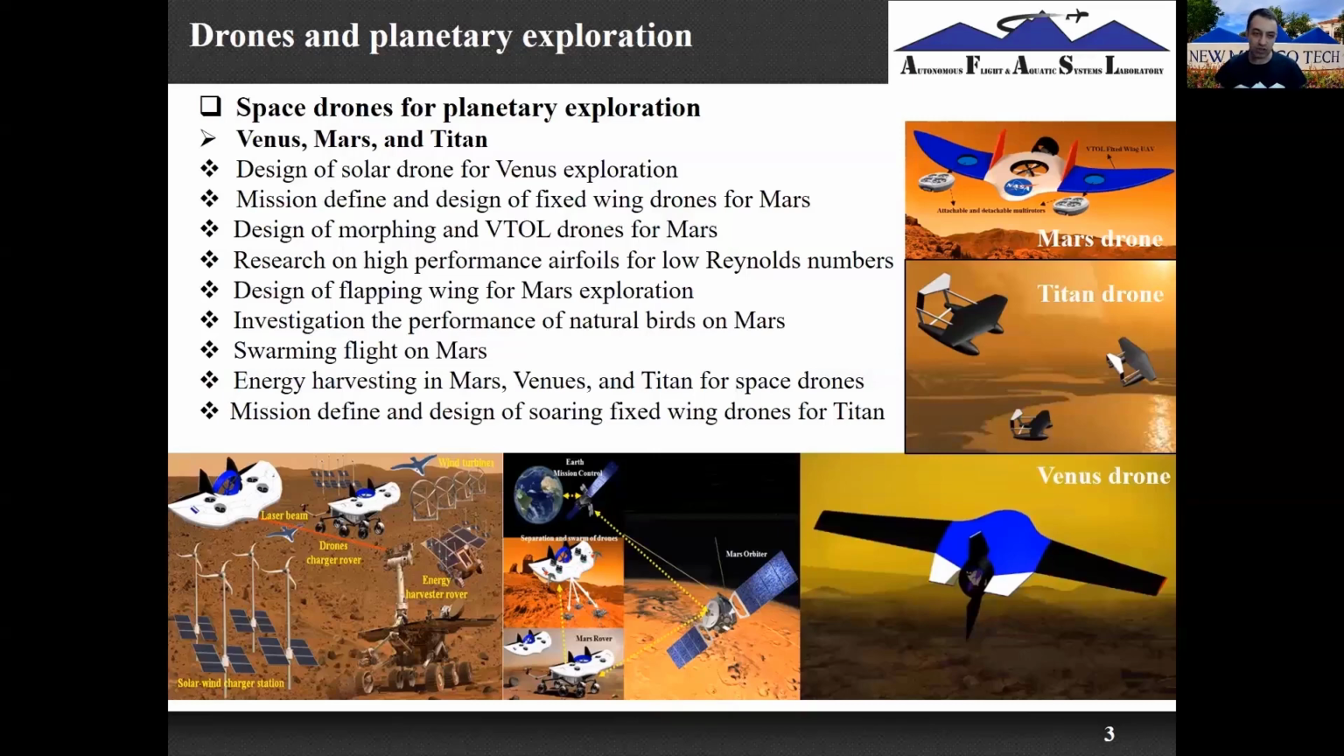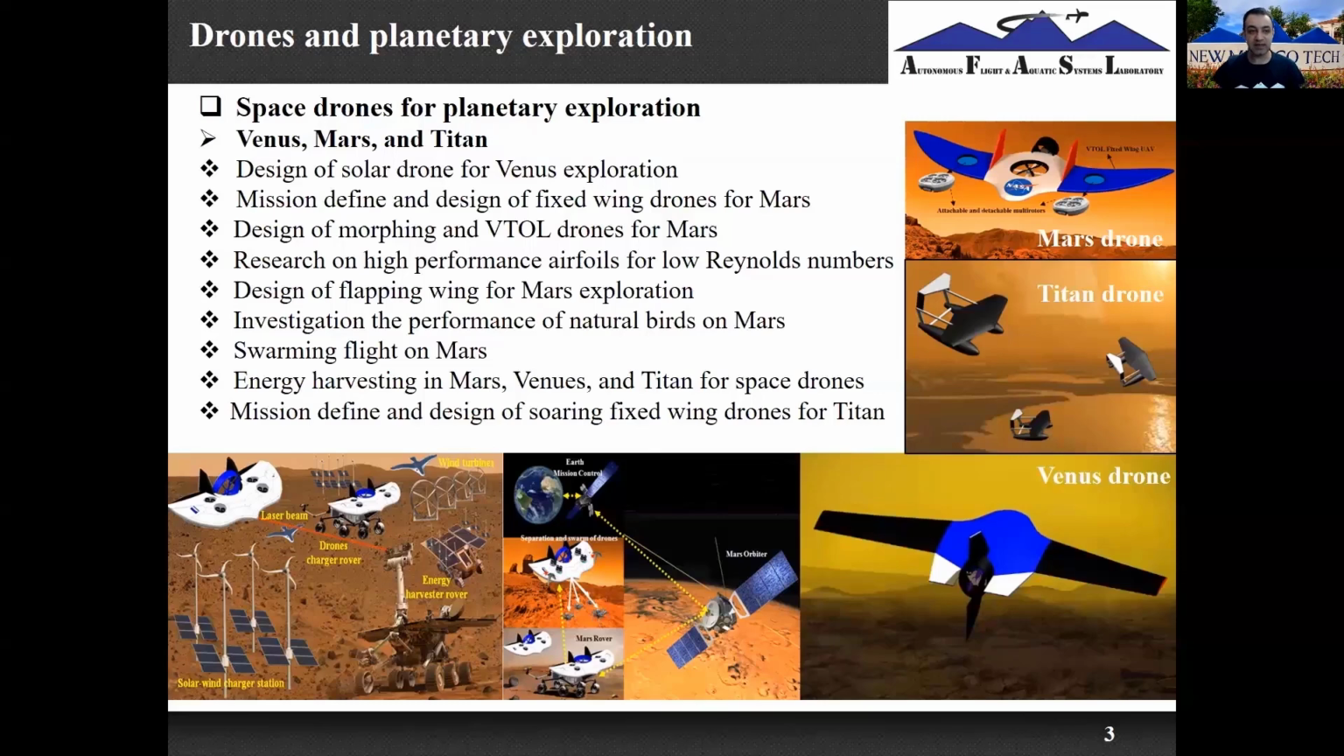So one of the projects that we are working on at New Mexico Tech in the mechanical engineering department is designing a drone which is able to fly at different elevations of Venus and harvest energy from the temperature difference at different altitudes, and somehow perform different types of missions on the planet.